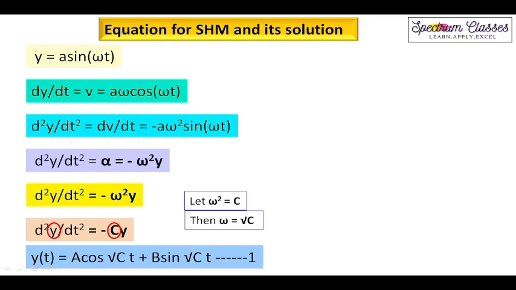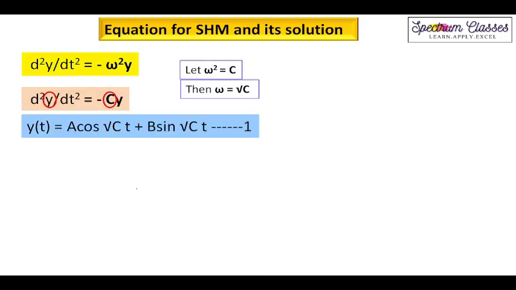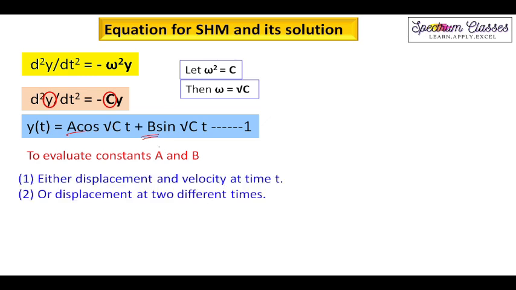Now the question comes: how to evaluate these two constants? To evaluate these two constants a and b, we need two conditions, because from one equation we can calculate only one unknown variable or constant. So to calculate two constants we need two equations. So we have two different options.